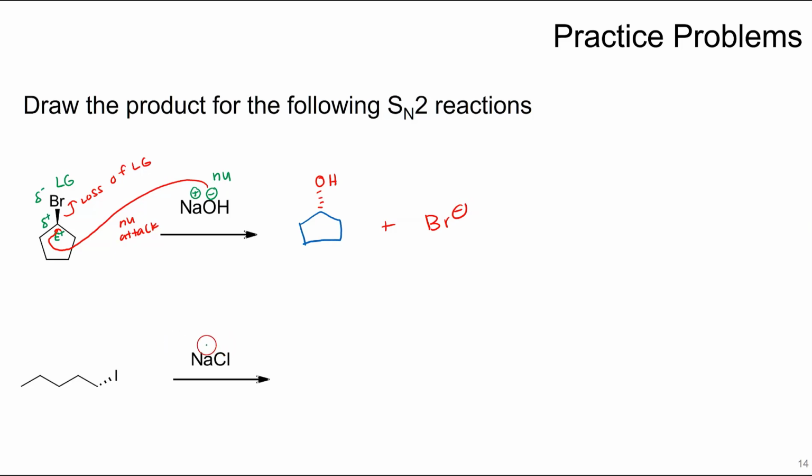All right, in this reaction, Na is plus still, Cl is minus. This is my nucleophile. This is the electrophile. Here is my leaving group. The nucleophile will attack the electrophile, and then we have a leaving group leaving. So this is nucleophilic attack, and that's loss of leaving group. And that becomes wedged and replaced with Cl, and then we lose I minus.